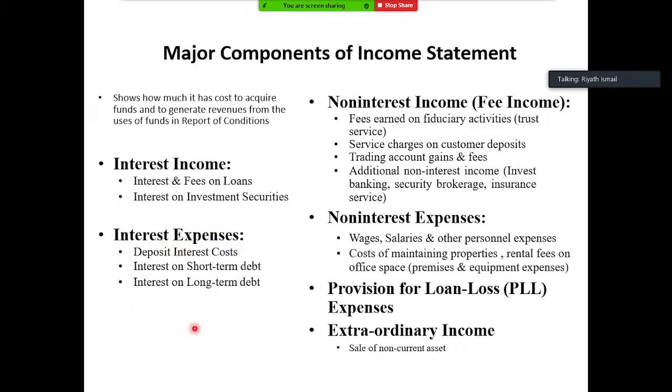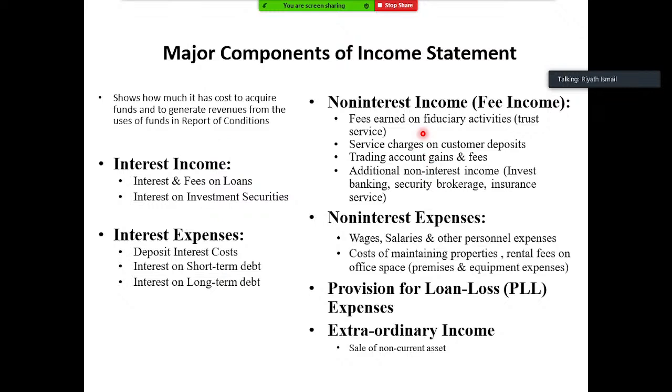And interest expenses, what are the interest expenses here? Deposit interest cost. Customers deposit money, and for that banks will pay interest. That is deposit interest cost. Then interest on short-term debt. A bank may borrow a loan, so on that there is interest on short-term debt, interest on short-term loans. These are the major income and expenses of the bank.